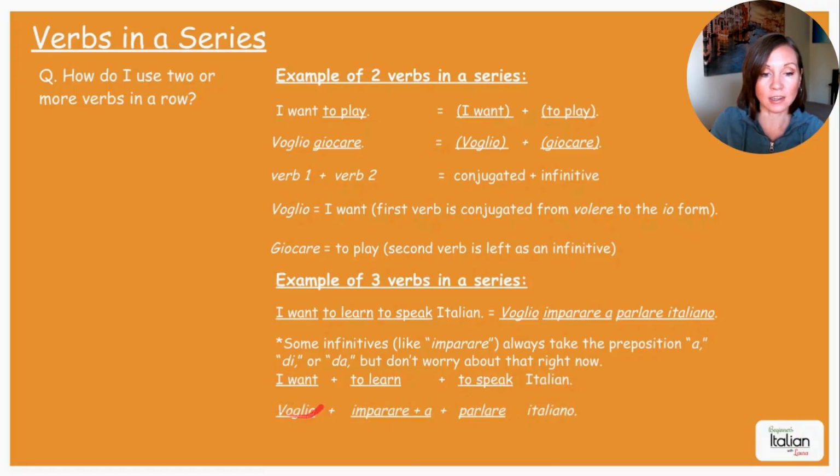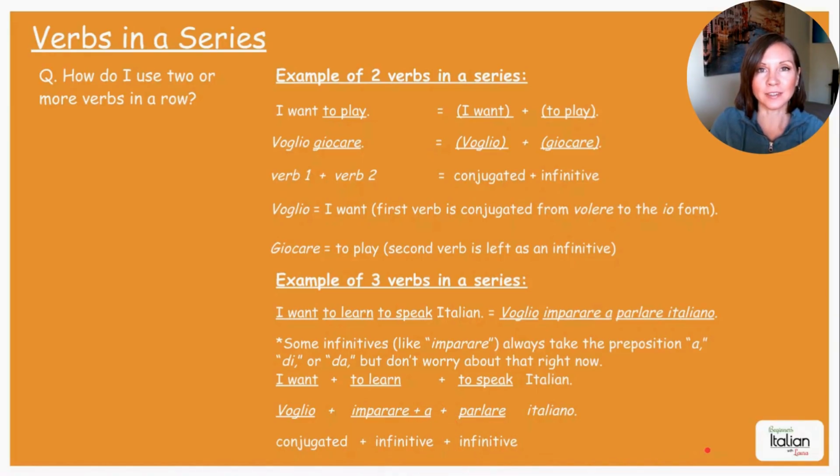Voglio is conjugated. Imparare a is to learn. Parlare, to speak Italiano. Conjugated, infinitive, infinitive. Pretty simple, right?